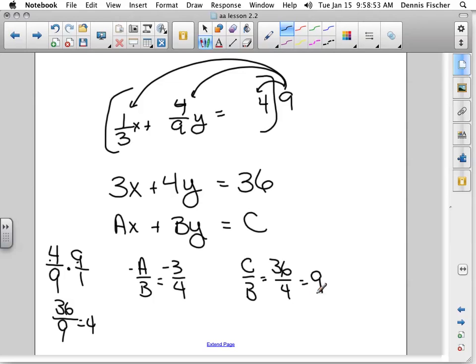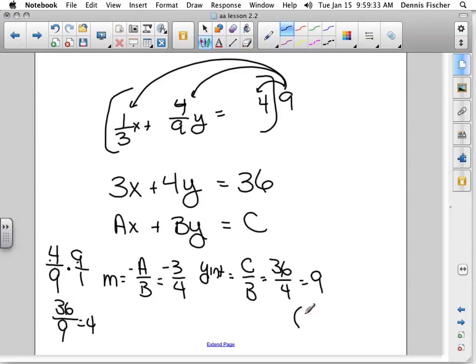A negative A over B, when my equation is in standard form, is my slope. Always. So with this negative A over B, I never have to get y by itself. My slope is always a negative A over B if my equation is in standard form. I don't have to do the work to get y by itself. That's more work. C over B is the y-intercept. If I was graphing, I have my y-intercept, I have my slope, and I just graph it out real quickly. So C over B is my y-intercept.